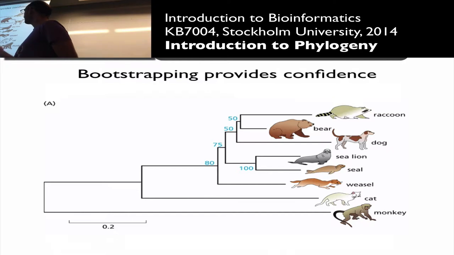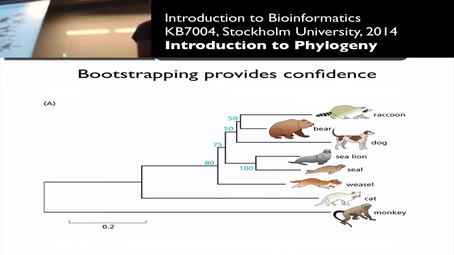And also here, it's not obvious where the weasel ends up. Maybe this one should go up here or something like that. But there is a bit more evidence for that than for the obvious things. So often you see these bootstrap numbers, and sometimes they are a number up to 100, sometimes a number up to 1,000, depending on how many different trees you made.